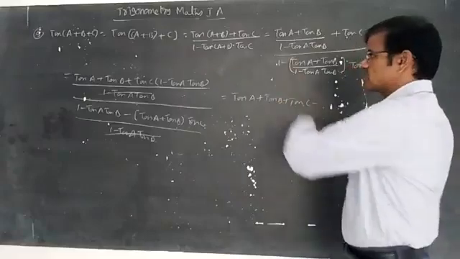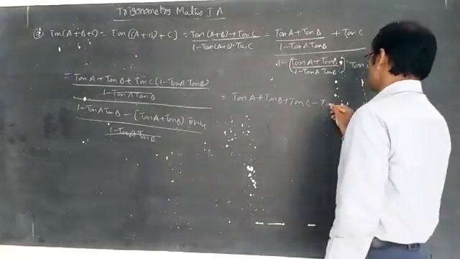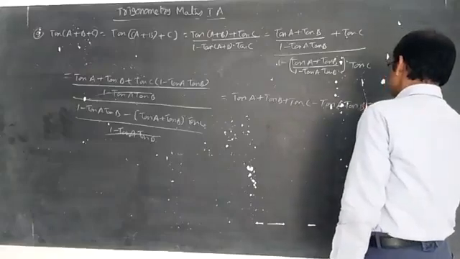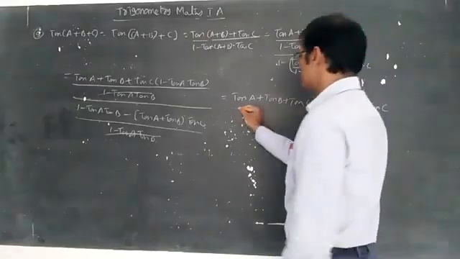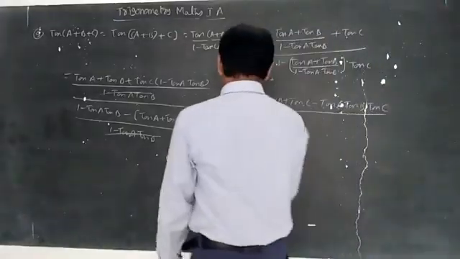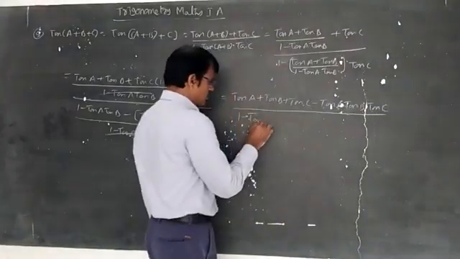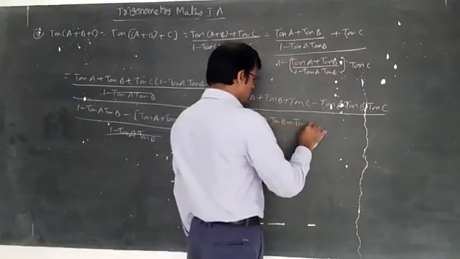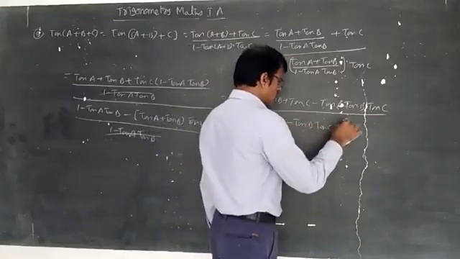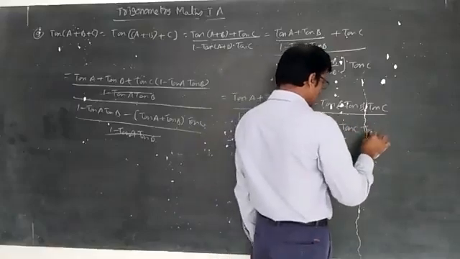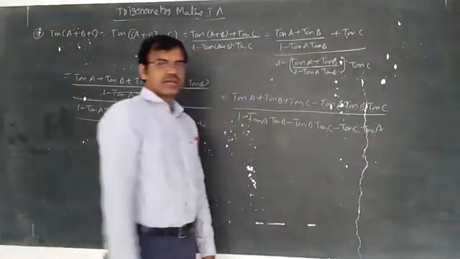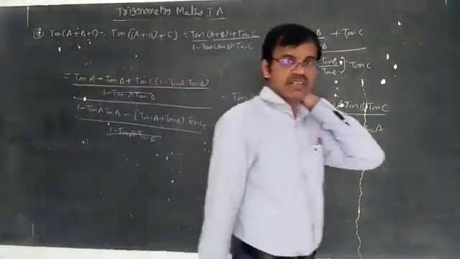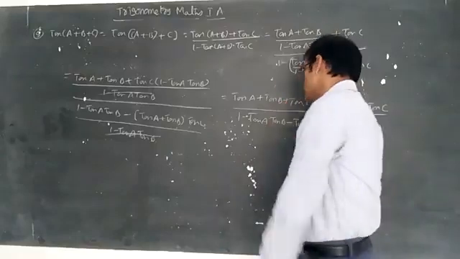Minus, multiply with tan C. So it becomes tan A into tan B into tan C, whole by 1 minus tan A tan B minus tan B tan C minus tan C tan A. So tan A plus tan B plus tan C minus tan A tan B tan C by 1 minus tan A tan B minus tan B tan C minus tan C tan A. You should remember this one as a formula.